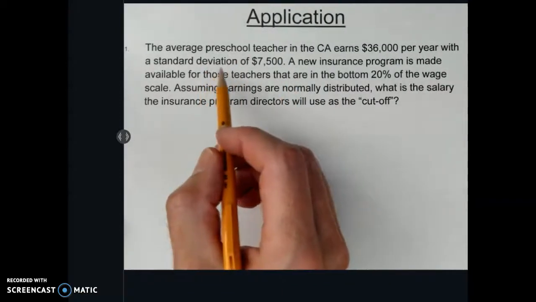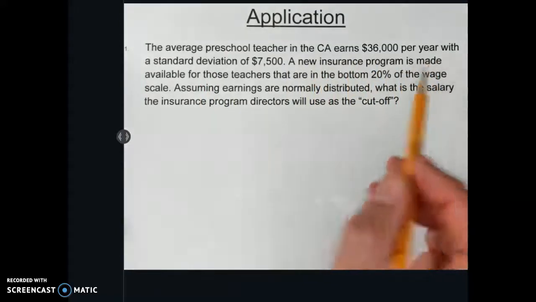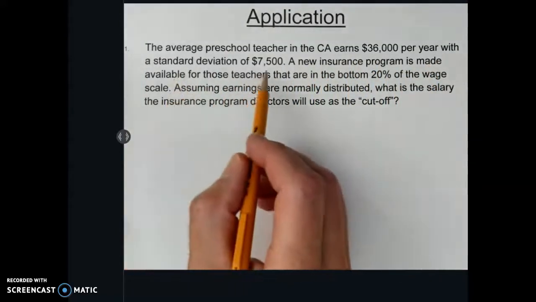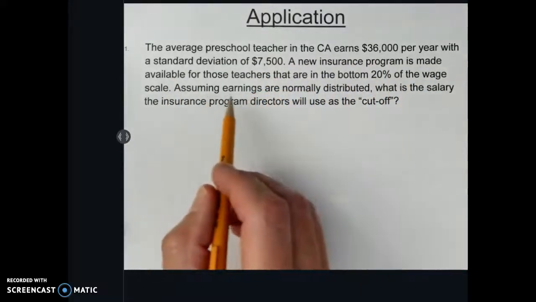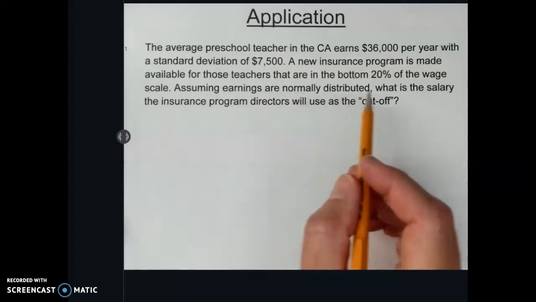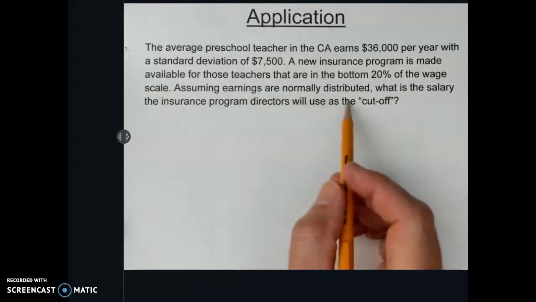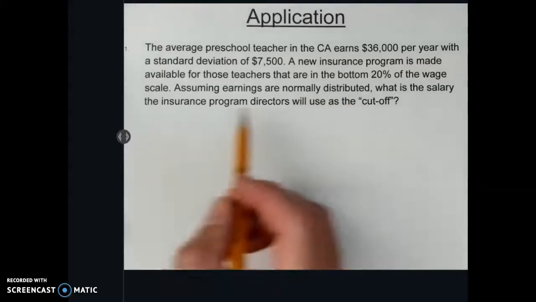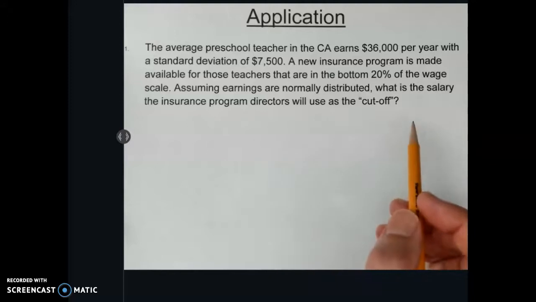But it says the average preschool teacher in California earns $36,000 per year with a standard deviation of 7,500. A new insurance program is made available for those teachers that are in the bottom 20% of the wage scale. Assuming earnings are normally distributed, what is the salary the insurance program directors will use as the cutoff?